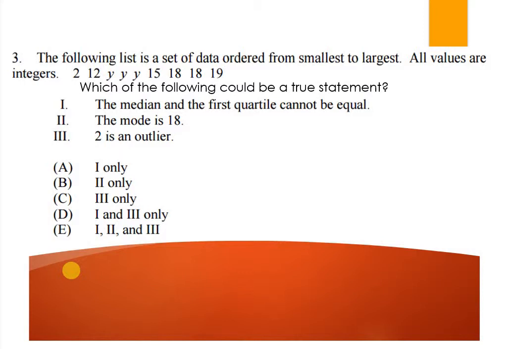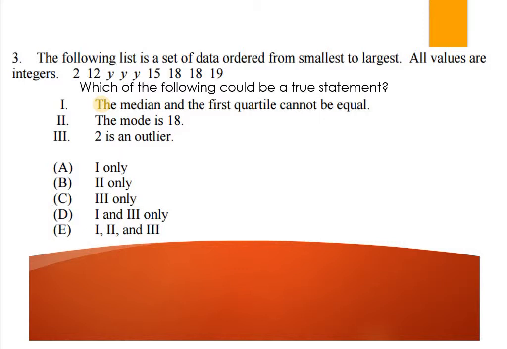Now the way I talk about median and first quartile is I do it this way. I work my way crossing off one from each end. Median. Okay, so far so good. And then I start with that median, which is the last Y, and the minimum, which is 2, and I work my way in. Quartile 1. Can the median and the first quartile be equal? Yes, absolutely. So 1 is out also.